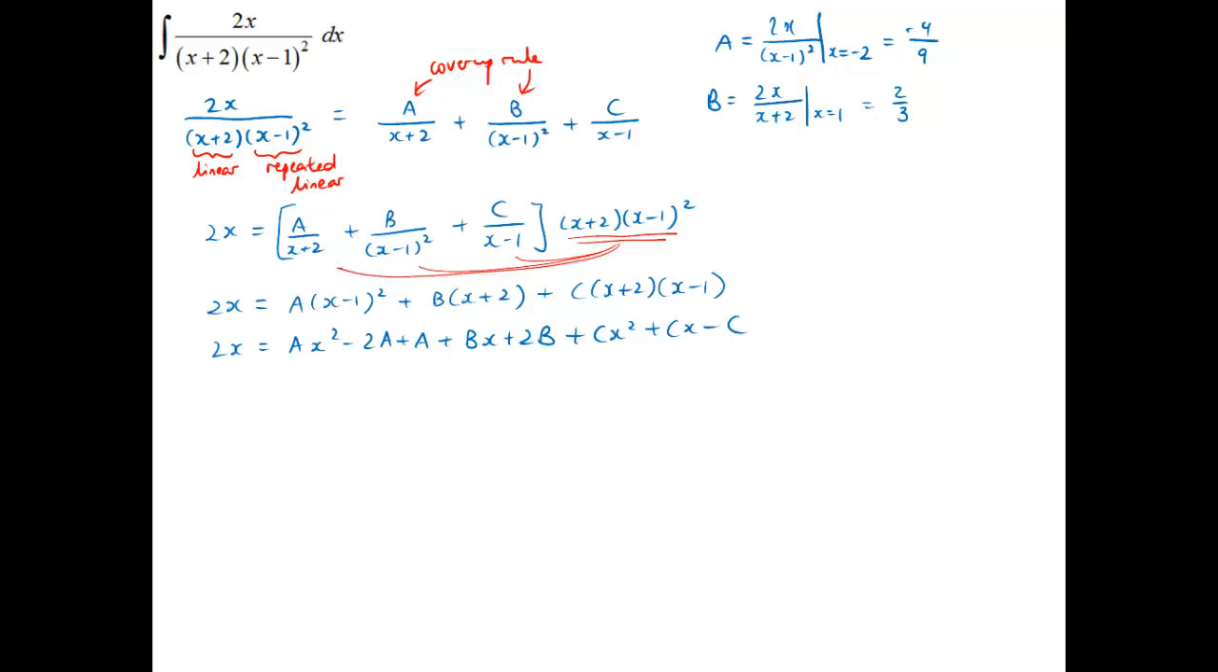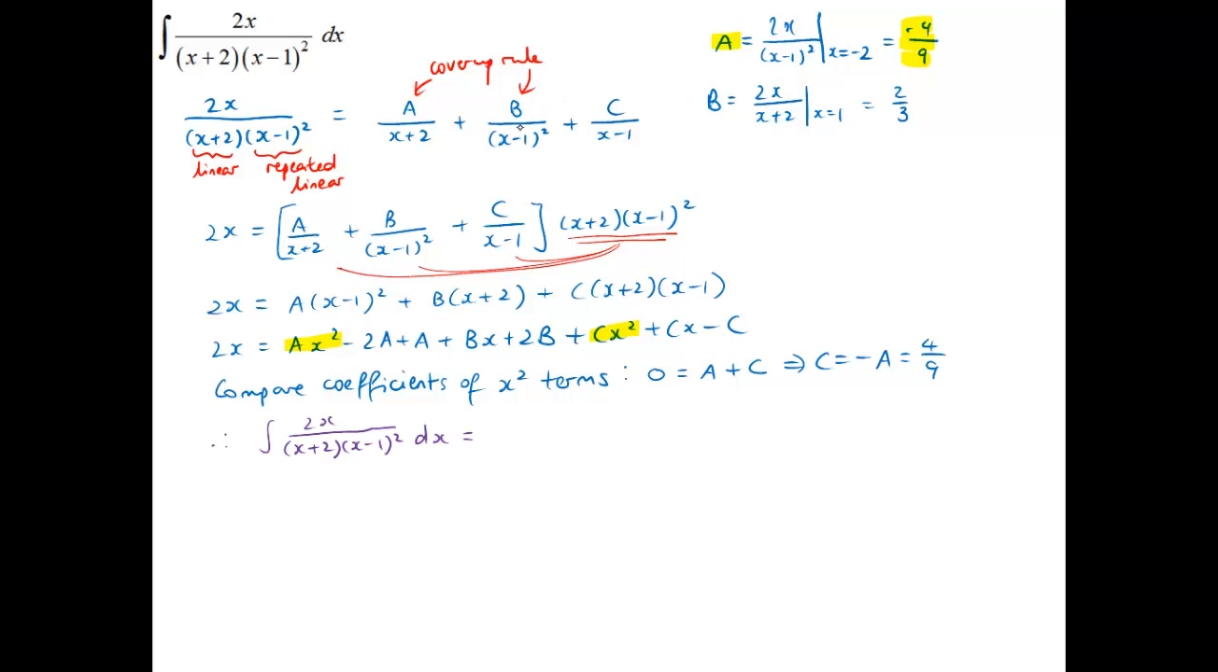So to find the value of C, I'm going to compare the x squared terms. So I look for the x squared terms. On the left side, there's no x squared term, therefore the coefficient is 0. On the right side, you have A x squared, coefficient A, and C x squared, coefficient C. Since I know the value of A is negative 4 over 9, hence C equals negative A, which gives 4 over 9.